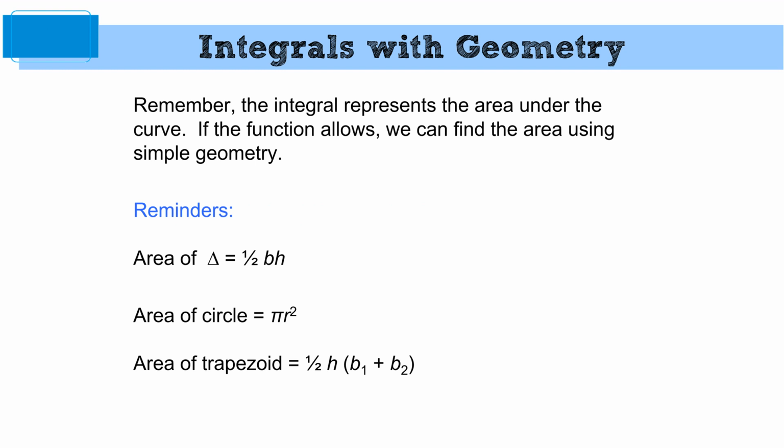Okay. I know you know this, but just as a quick review, you may have had a crappy geometry teacher. Area of a triangle is 1/2 base times height. Area of a circle is pi r squared. Area of a trapezoid is 1/2 h times the quantity b1 plus b2. You all knew that, right? And by the way, that's something they're not going to give you on the AP test.